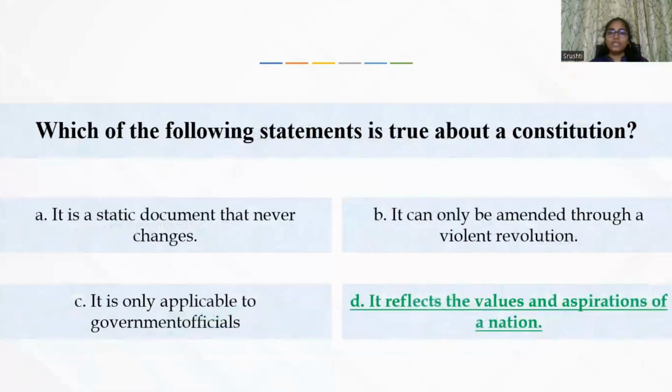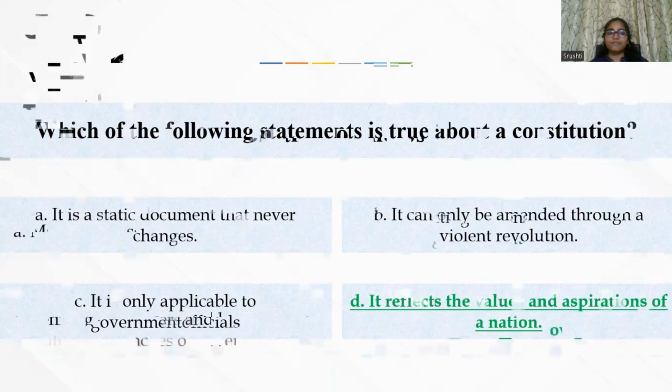Moving on to question 3. Which of the following statements is true about a constitution? Option A, it is a static document that never changes. Option B, it can only be amended through violent revolution. Option C, it is only applicable to government officials. Option D, it reflects the values and aspirations of a nation. The correct answer is option D, it reflects the values and aspirations of a nation.